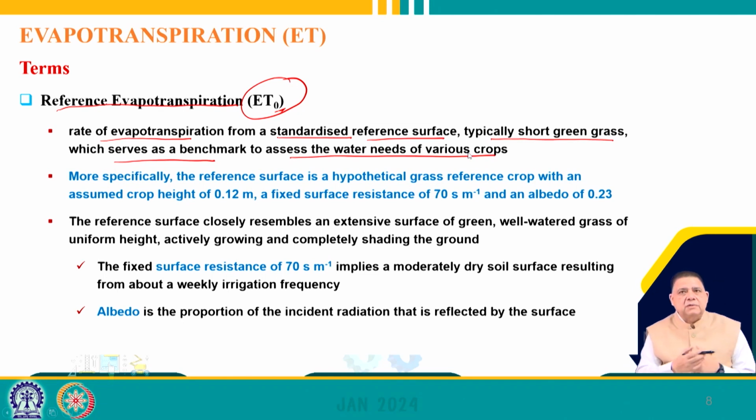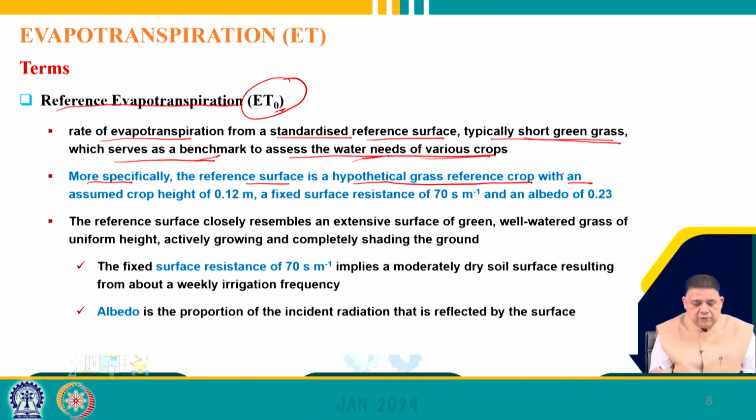Because evapotranspiration differs from one crop to the other, and from one condition to the other, in order to standardize the estimation, this reference evapotranspiration is defined with reference to a typical reference crop, short green grass, which is used as a benchmark to assess the water requirements of various other crops. More specifically, the reference surface is a hypothetical grass reference crop with an assumed crop height of 0.12 meters, a fixed surface resistance of 70 seconds per meter, and an albedo of 0.23.